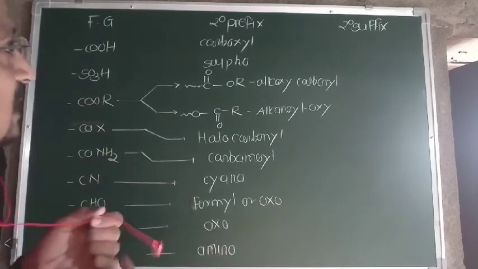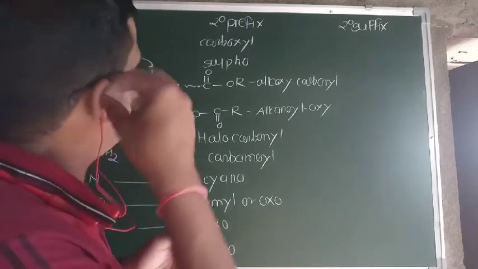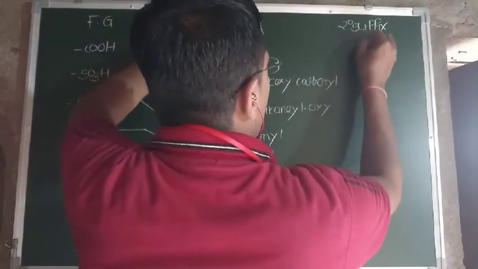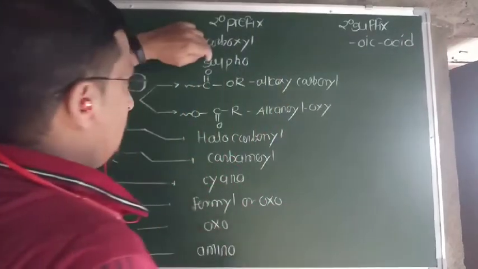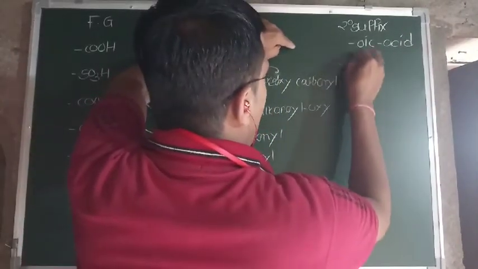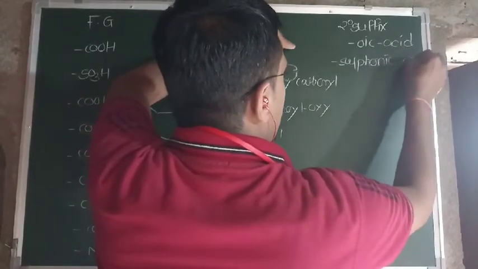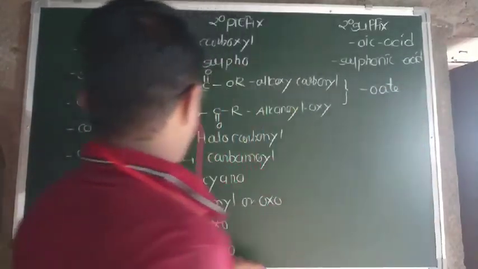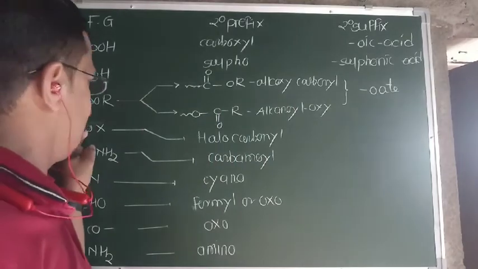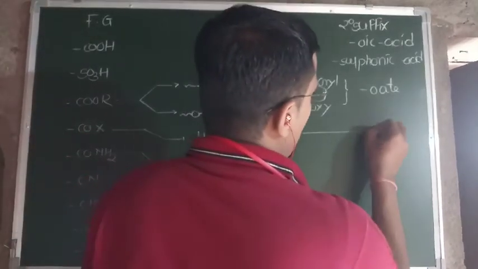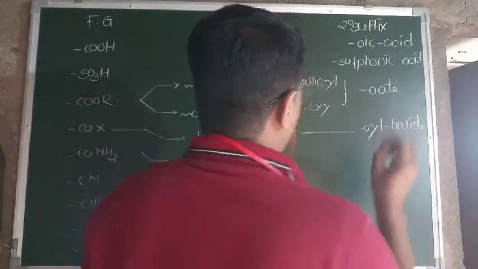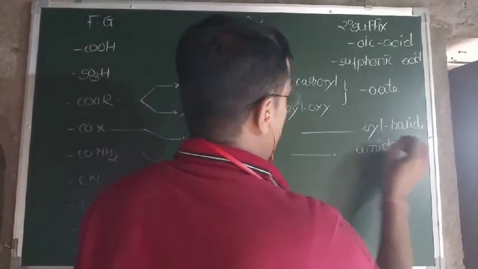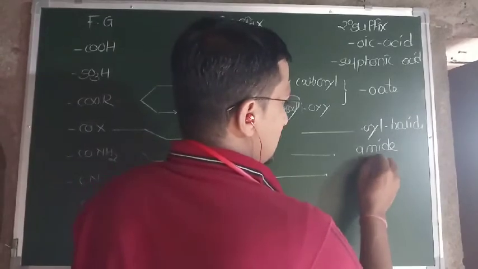As far as a secondary suffix is concerned, now the name is given. If a carboxyl group is present as secondary suffix, then the ending is oic acid. When sulfonic group is present as secondary suffix, it ends as sulfonic acid. When ester is present as a secondary suffix, main functional group, its ending is oate. When acid halide is present as a secondary suffix, its ending is oyl halide. When CONH2 is present as a secondary suffix, its ending is amide. When cyano, CN, is present, its ending is nitrile.